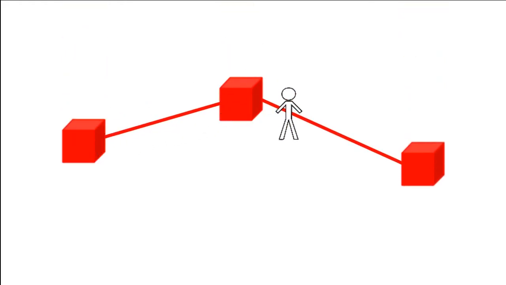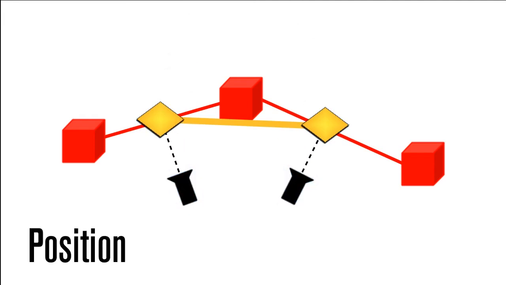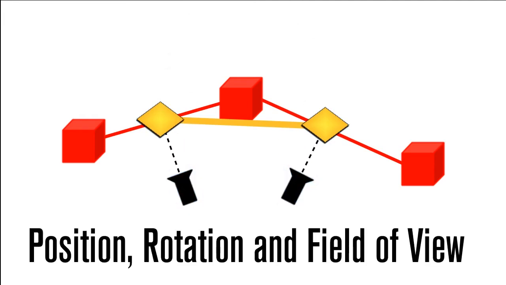In the game, the player walks on a special path. This is indicated by the red cubes. Along this path, the artists can place influence points. Each point has an associated camera with its own settings, such as position, rotation, and field of view.